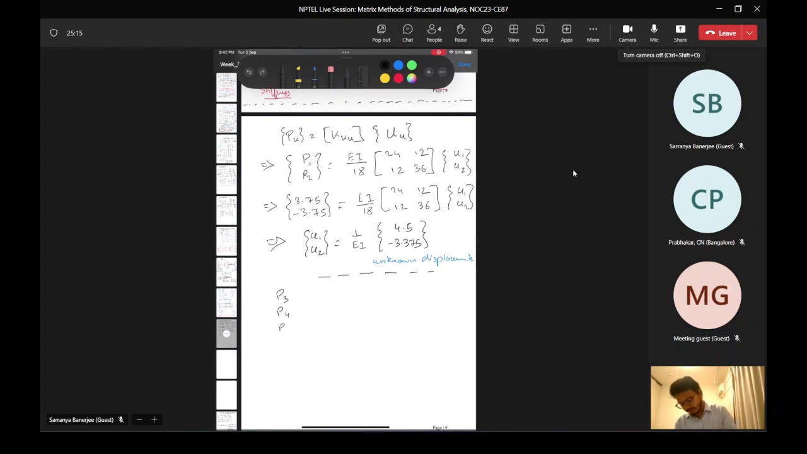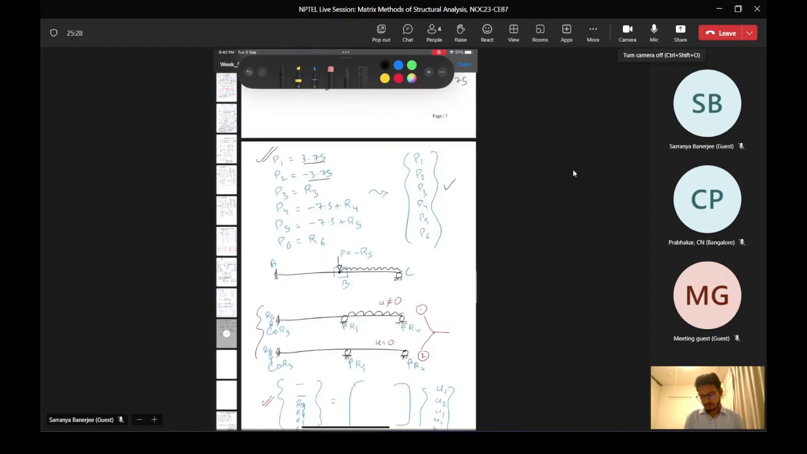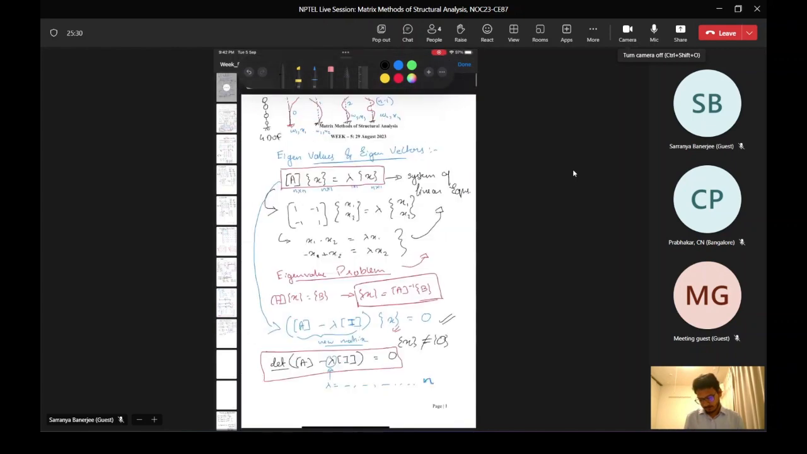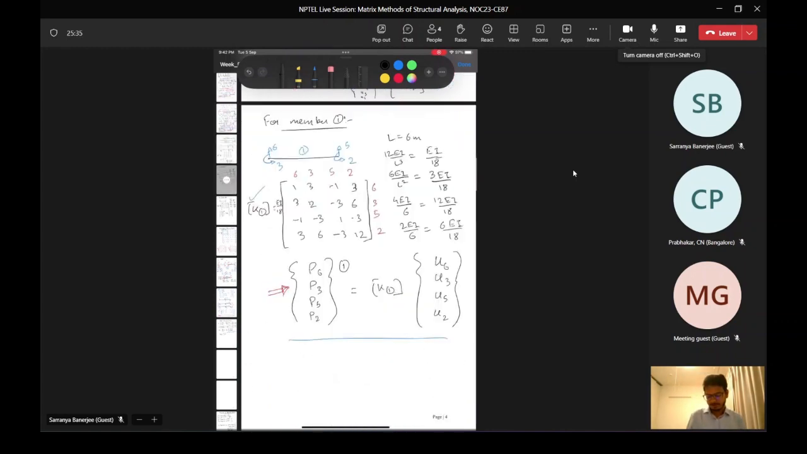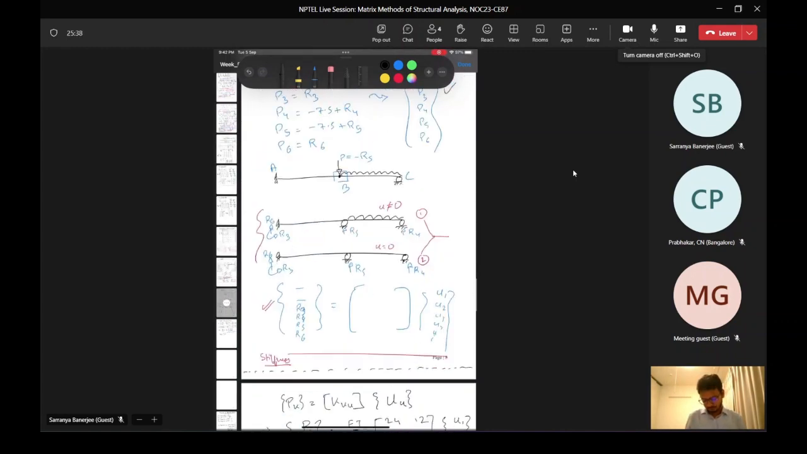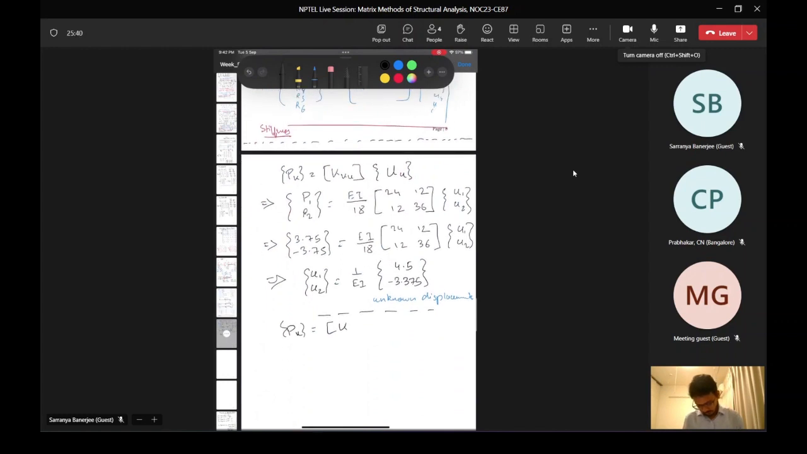Let's write it with the nomenclature itself. P unknown equals K. What was the P unknown equals this vector, right? K UK into UU. Okay.